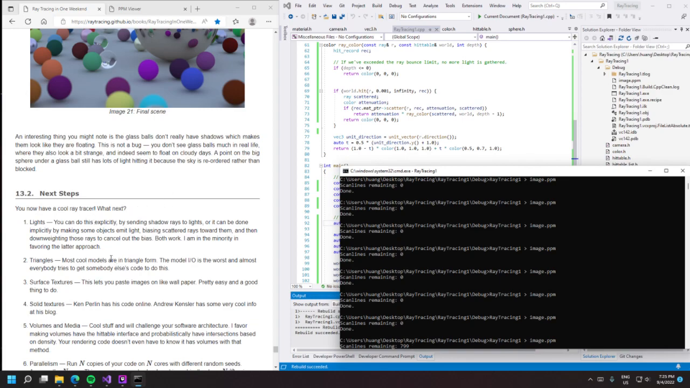I'm probably going to start playing Elden Ring, and then at the end we're going to see what the final picture looks like.